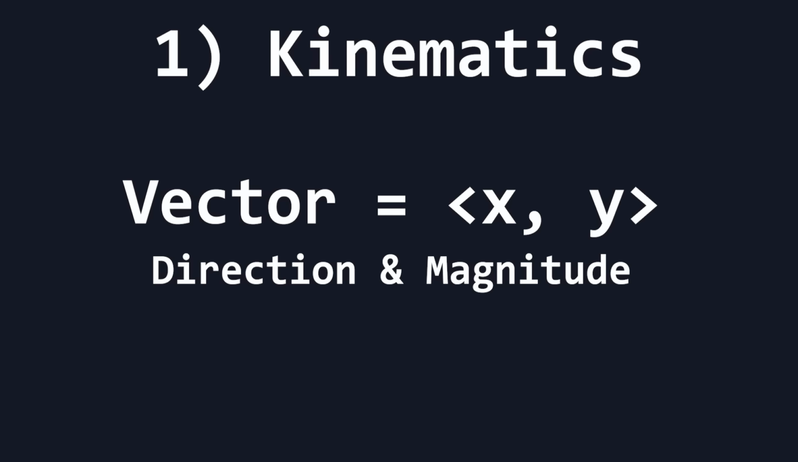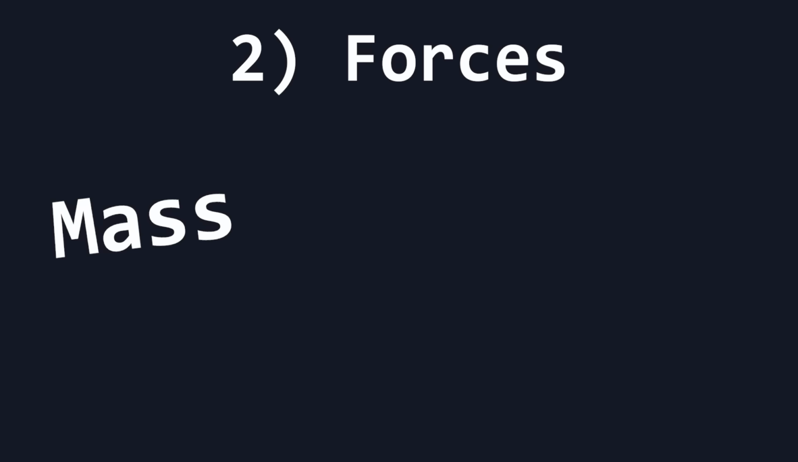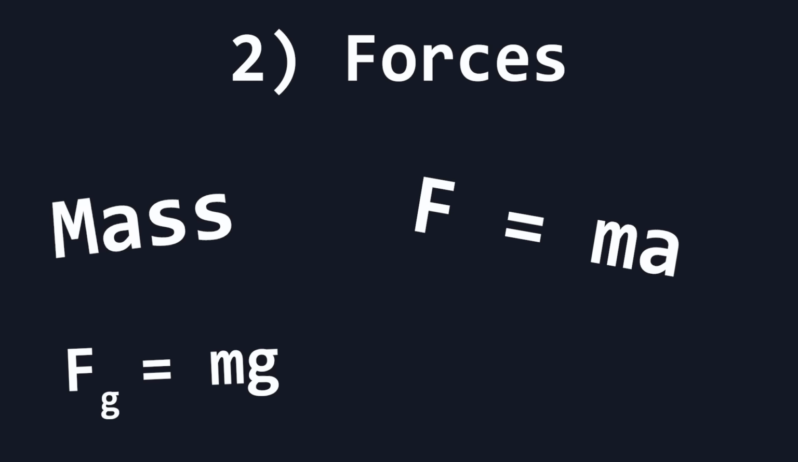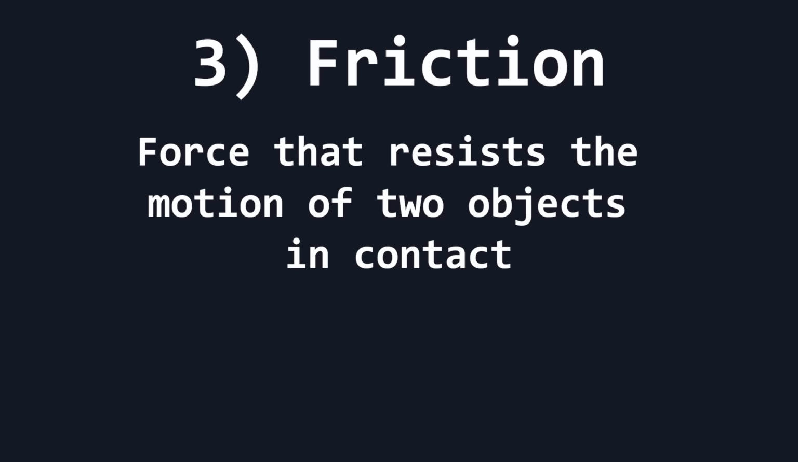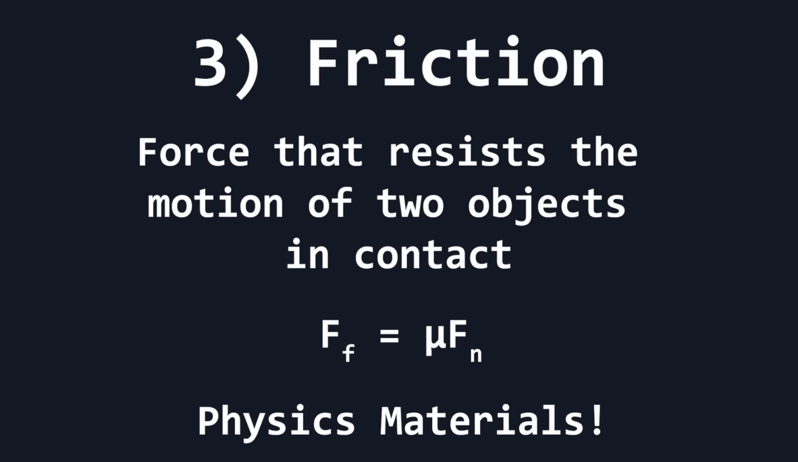Next, we brought this in two dimensions and learned what a vector was. After that, we learned what mass was and then about Fermat. We also saw how the force of gravity affects an object, and then how it affects them on ramps as well. Then, we learned about friction, being a force that resists the motion of an object, and it's equal to the coefficient of friction times the normal force. Then we saw how we can add friction to the objects in our game by making physics materials in Unity.